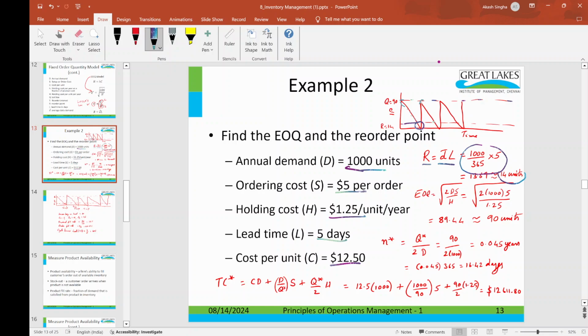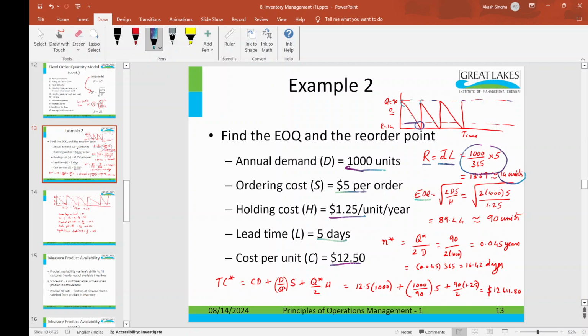Okay, now EOQ. I don't even remember the full form of EOQ. It was something order quantity. The formula is given: root over 2 D S by H, where D is annual demand and S is ordering cost. Okay, yeah, I remember now. So how much we should order at a time is calculated by EOQ.